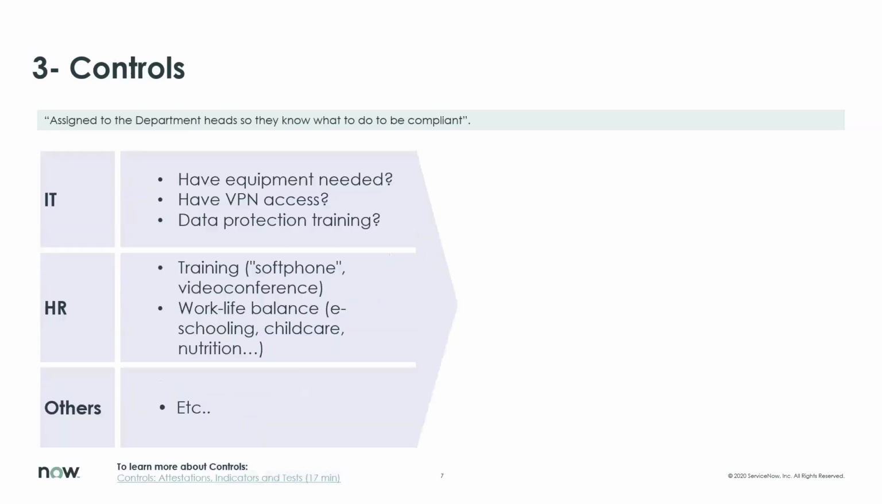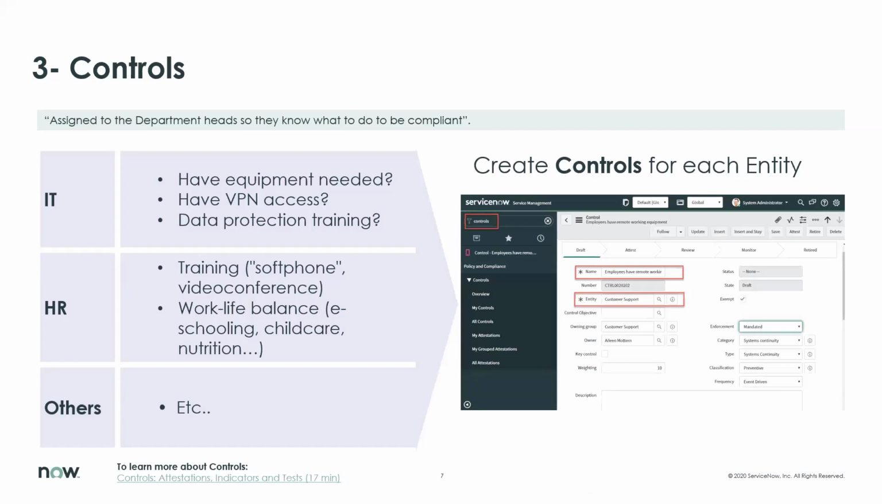And now remember, a control is the actual instantiation of that control objective assigned to that responsible, accountable person to make sure that it gets implemented and that it gets followed up on. So here we have some examples of controls that can be assigned to a department head. If we think about technology ones, do they have the right equipment? Do they have the right access? Have they been trained on data protection procedures about shredding documents or destroying them, not just setting them out on the curb? But more than that, there are also non-technical ones from an HR perspective.